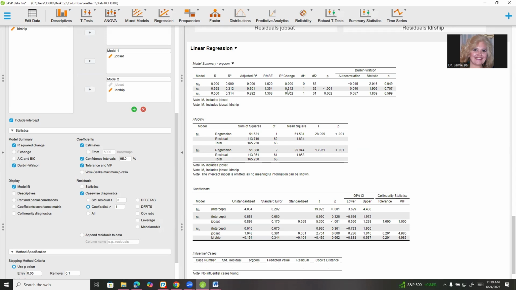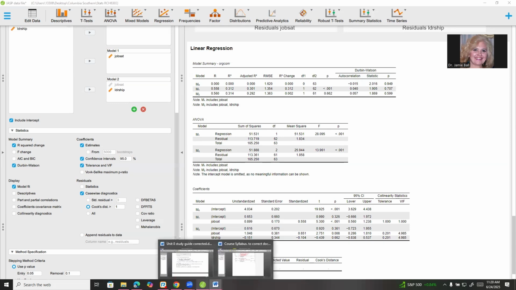So we look at the change. So here's the change. Look. So from the dependent variable, R squared increased by 31.2%, and then R squared increased only another 0.02% when we added leadership preference to explain the outcome of organizational commitment. That's what that means. But let's look at our Durbin-Watson.